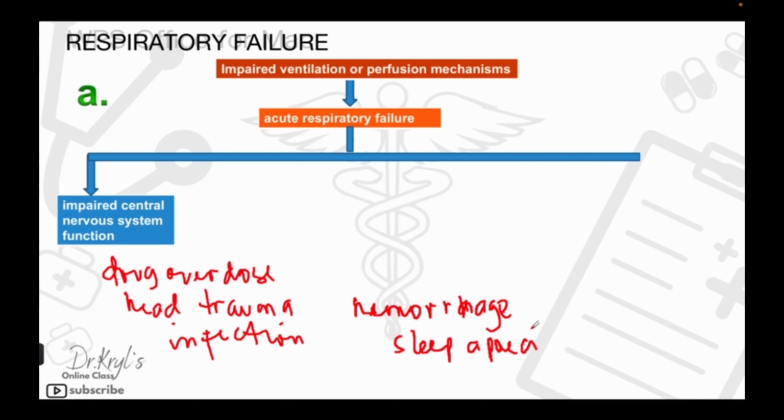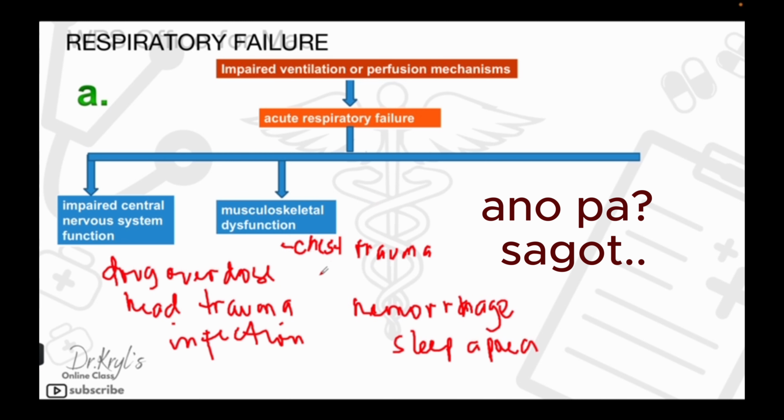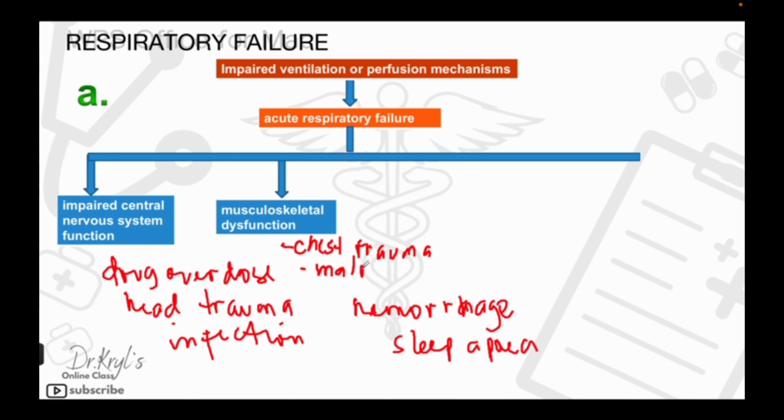What else? That also includes the musculoskeletal dysfunction. So, what about skeletal dysfunction? For example, chest trauma. Okay? What else? Malnutrition. So, malnutrition there. And what else to include?